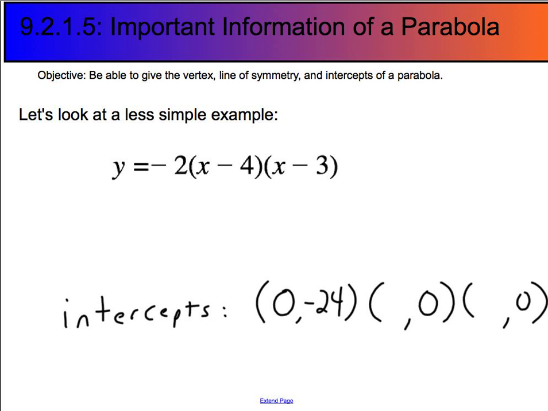And then similarly, to find the x-intercepts, I just have to set these two parentheses equal to 0. And again, I'm going to skip over a little bit of my work there. Hopefully you see what I'm doing, but the two x-intercepts are 4 and 3. Lines of symmetry for parabolas are always x equals, and the middle of these two, halfway between 4 and 3, is 3.5. If you can't just do that in your head, you can add them up and divide in half.